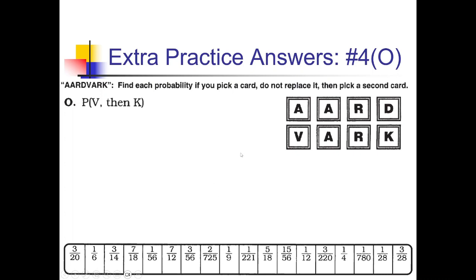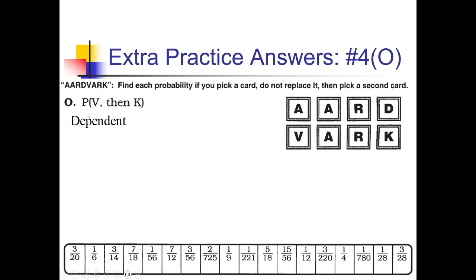Anyway, the setup of this problem is we have these 8 letters on cards, and we're picking a card, not replacing it, then picking a second card. So for all of these experiments, because I'm not putting the card back, that means that these are going to be dependent events. What I pick on the first card is going to affect my options for the second card. Since I'm not replacing that first card, I can never pick it again.